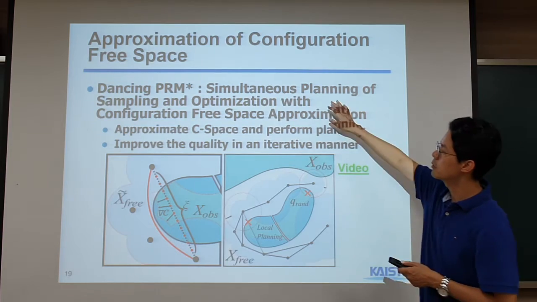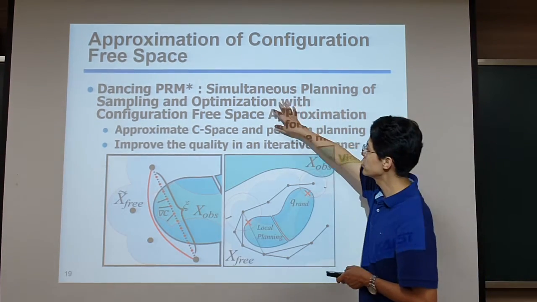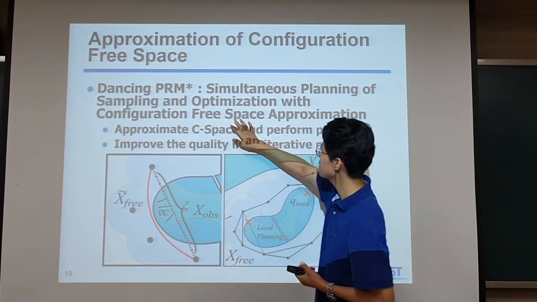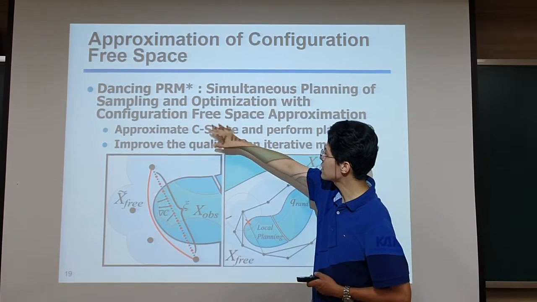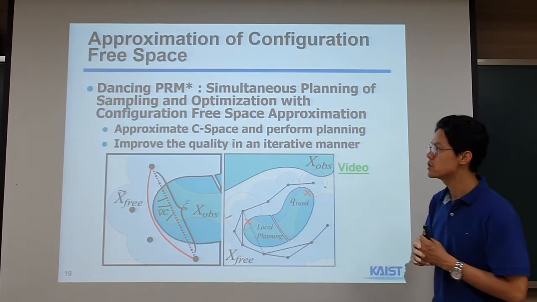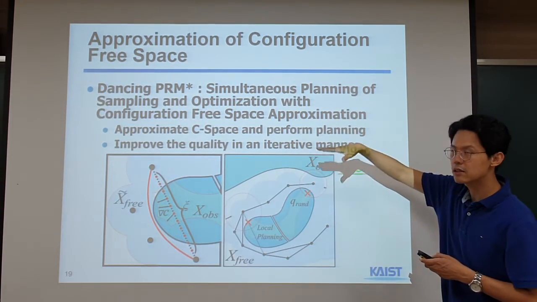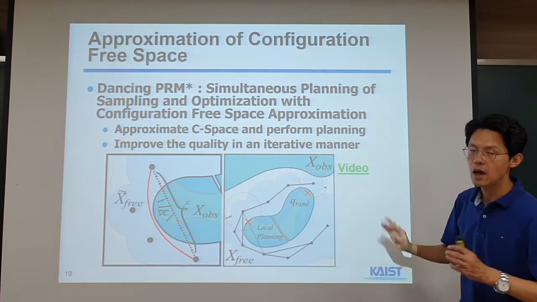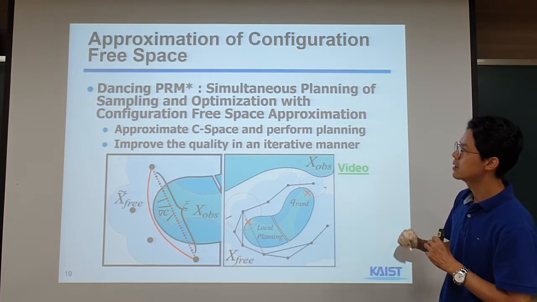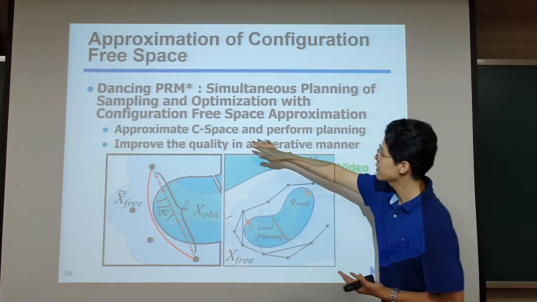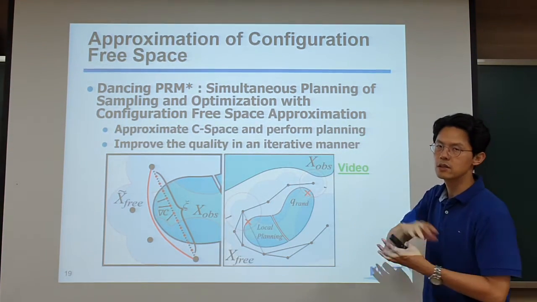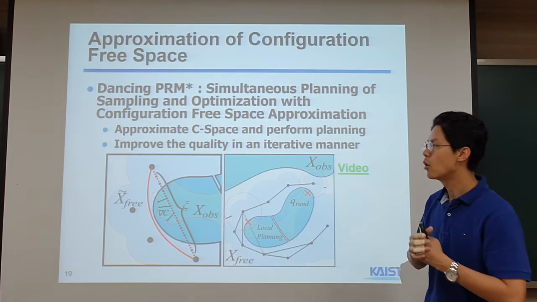But actually here, to do that, we approximately compute this C-space free space, this configuration free space, where we don't have any collision. So instead of computing exactly this C free space, we use this approximation technique. I'm not going to talk about all the low-level details. Basically, we approximate C space and further utilize this sampling and optimization. That way we can improve the overall performance.